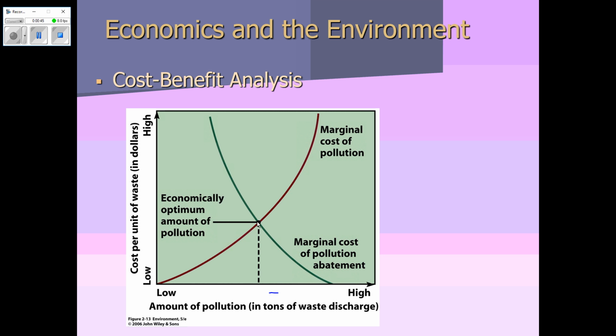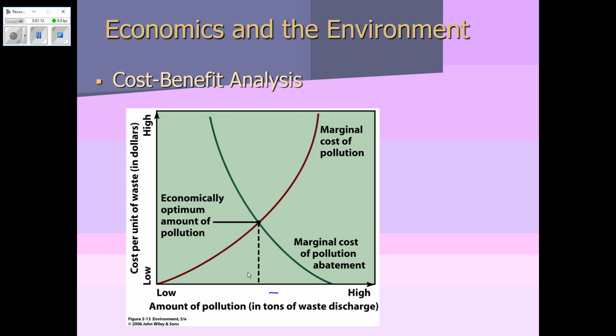Now, what we can do when we put these two lines on the same graph is we can identify the economically optimum amount of pollution. So right where these two lines intersect, go down, this is the optimum amount of pollution that economists say an industry or a company should pollute. They don't want to pollute any less than this line. They also don't want to pollute any more than this line.